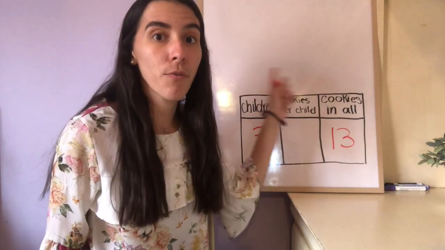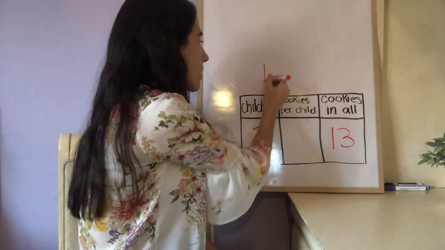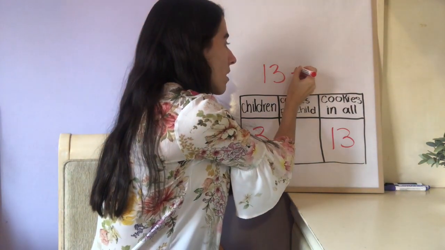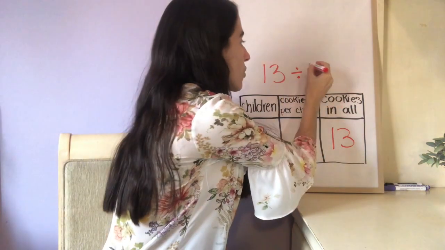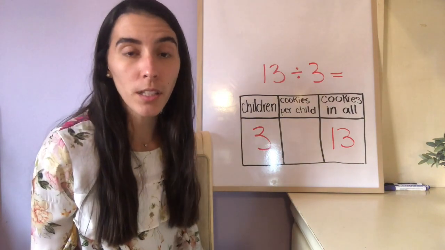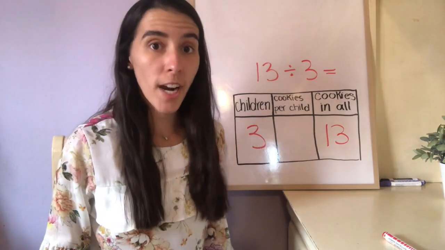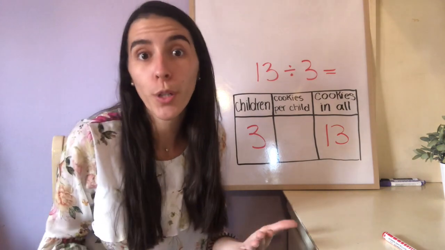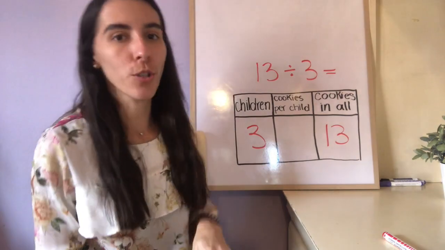Let me write a division number model. So this is what it would look like. I've got 13 cookies and I want to divide them equally between 3 children. This is what my division number model would look like. 13 divided by 3 equals. The strategy I had given you before to help you figure out division problems was that you could draw. So I am going to go ahead and draw my pretend 3 children up here.